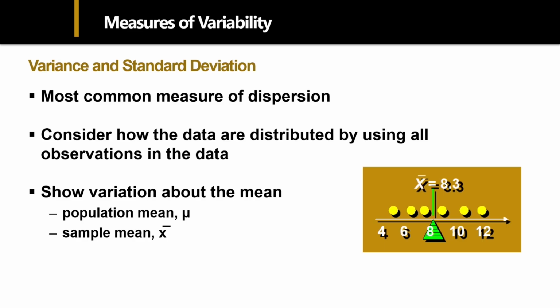Variance and standard deviation describe how the data varies from the mean itself, whether that's the population mean, represented by the Greek letter mu, or the sample mean, which is x with a bar over it. In the picture right here, that balance point with the green triangle is the central tendency for it. So we need that mean. How far away are those yellow balls from the actual mean?